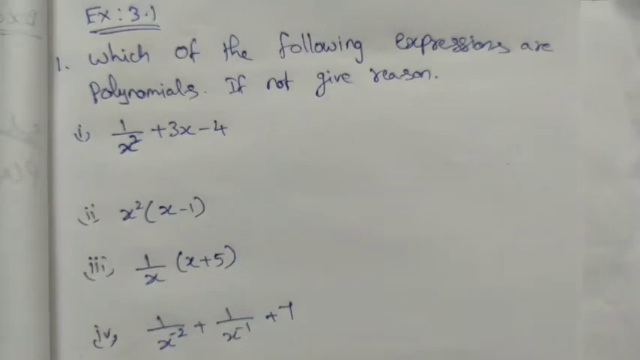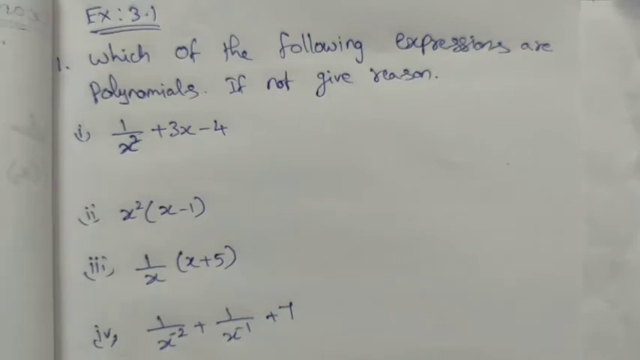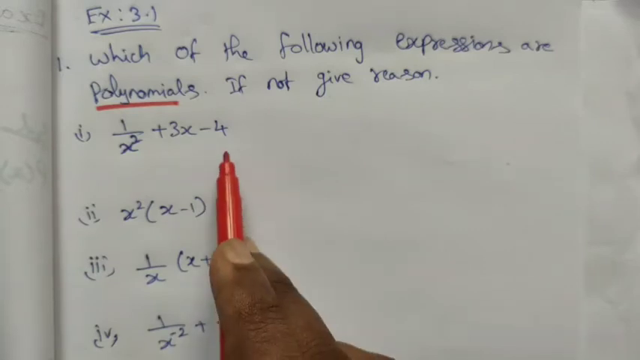Class 9, exercise number 3.1, question number 1. Which of the following expressions are polynomials? If not, give reason. First of all, we want to know what a polynomial is. A polynomial means the variables have whole number powers, and the variable should not be in the denominator or under radical symbols, right? Let's see the first one.